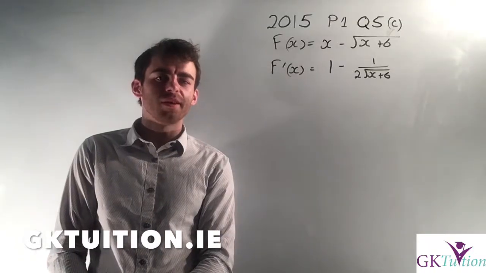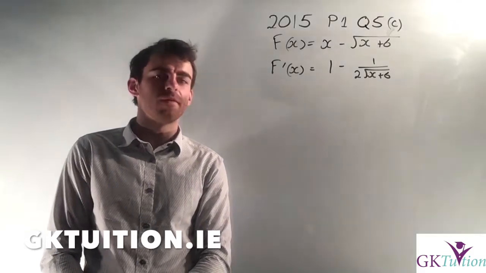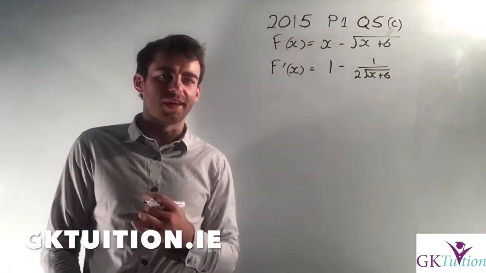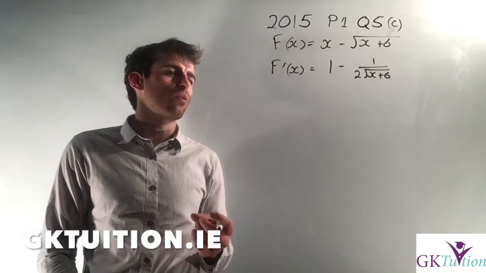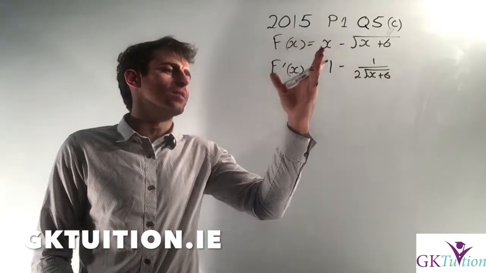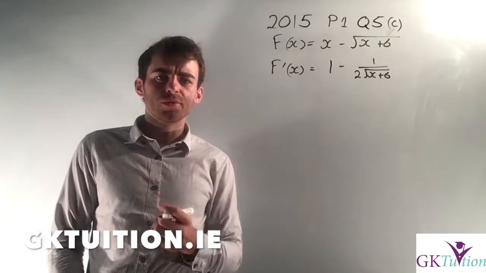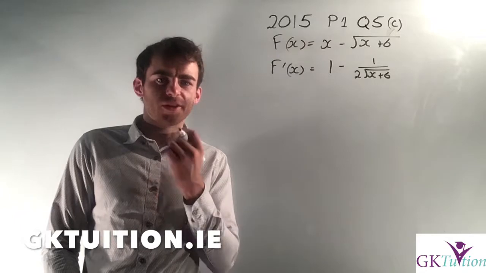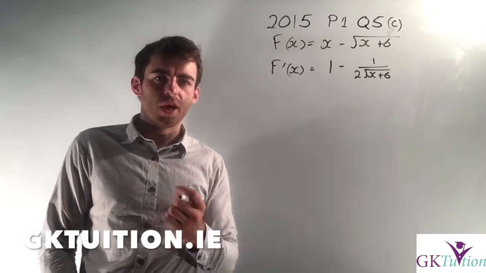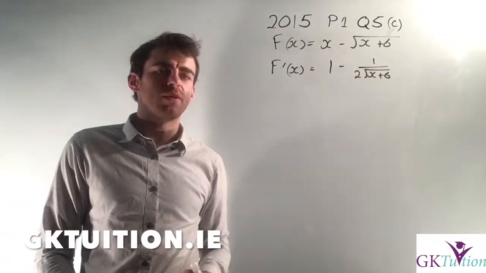Okay, so for the last part of this question, we're asked to find the coordinates of the turning point of the function f of x. Now, I know f of x is equal to x minus root x plus 6. And in part b of this question, I worked out that the first derivative of f of x is 1 minus 1 over 2 root x plus 6. You should recognize that to identify a turning point, you need to let the first derivative equal to 0. So to identify where the turning point is, I need to let my first derivative equal to 0.